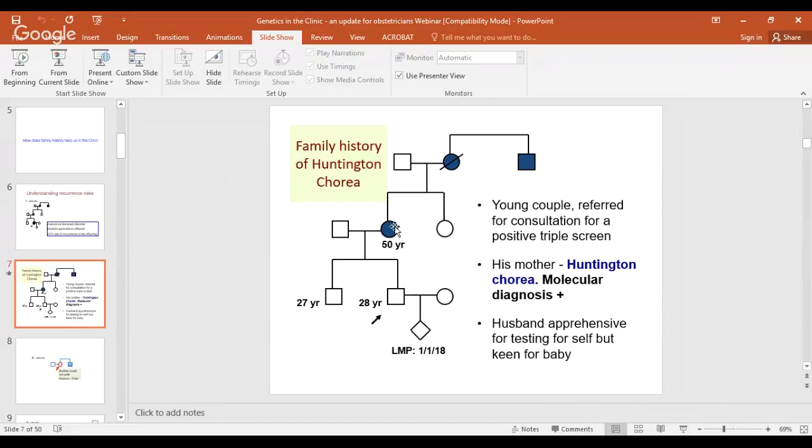But we know that his mother has Huntington chorea, and this has been confirmed molecularly. There is a 50% chance that he has inherited this abnormal gene from his mother, and a 50% chance that he has not.